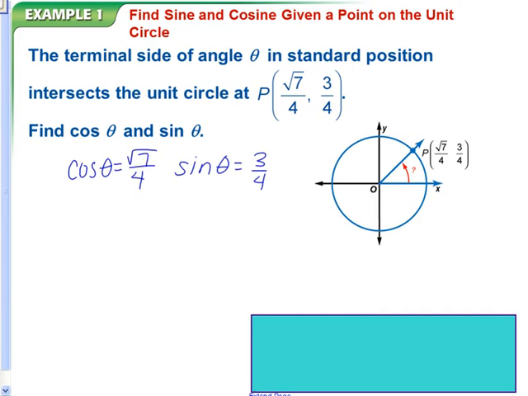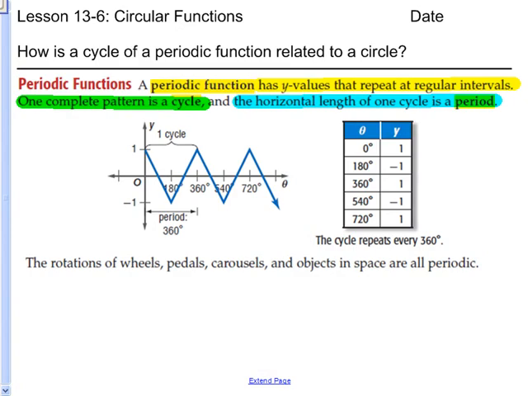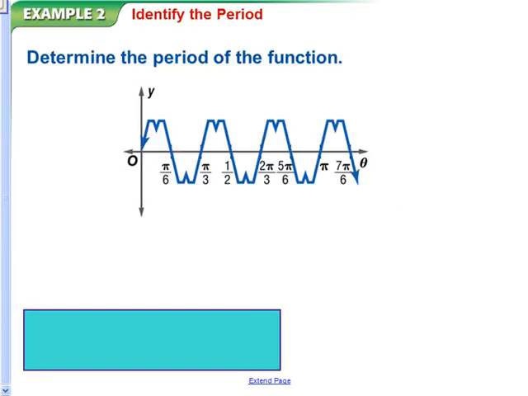So let's go on just a little bit more. Some other terminology, other than just knowing the x and the y points, is the new word period. If we go back and look at our definition, a period repeats at regular intervals. It completes a pattern which is considered one cycle. So the horizontal length of one cycle is a period. So when does it start? When does it complete its cycle, or when does it start repeating?